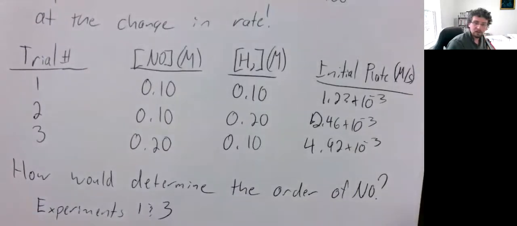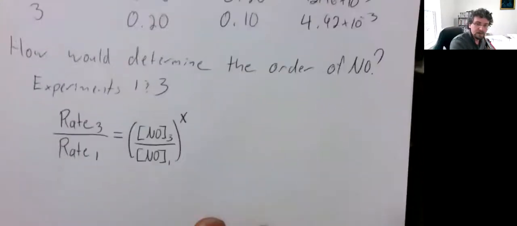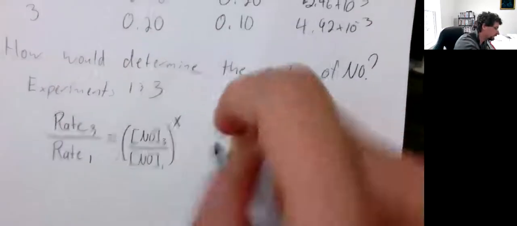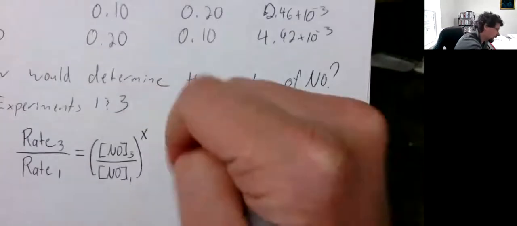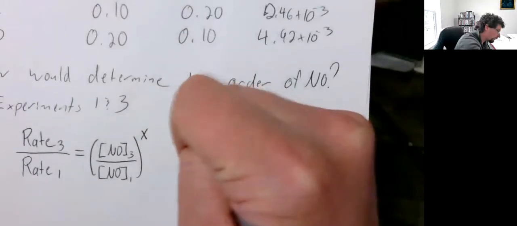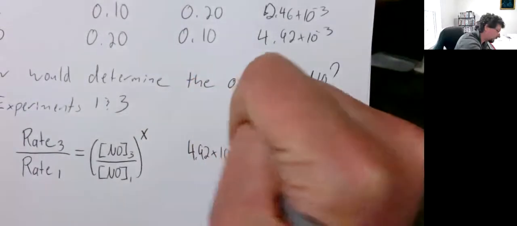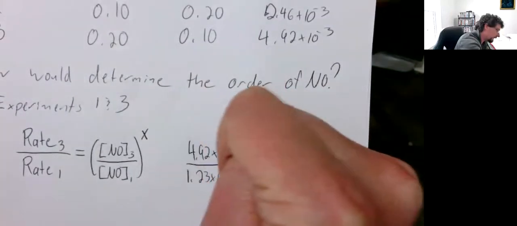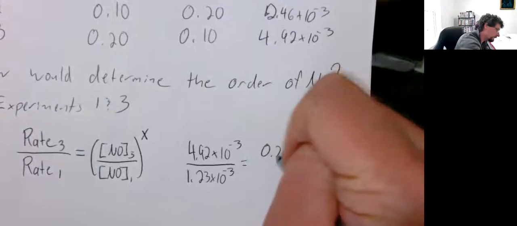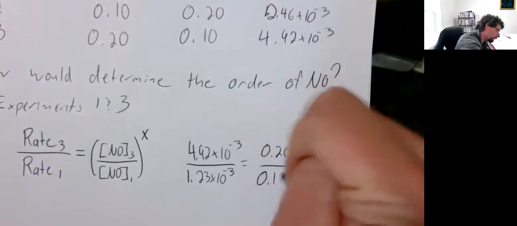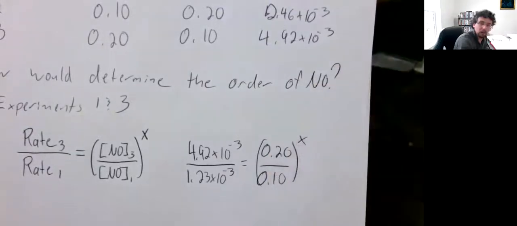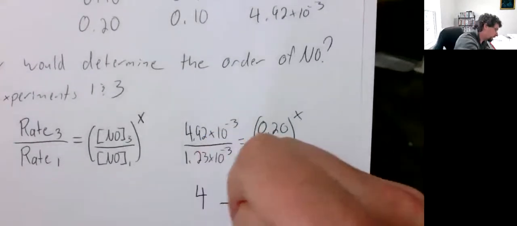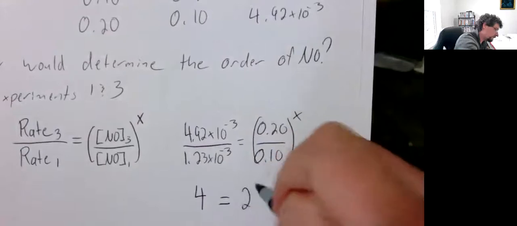So let's look at that. This is our expression for what we have. We can plug these things in because we have them up here in this table. So we have 4.92 times 10 to the minus 3 divided by 1.23 times 10 to the minus 3 is equal to 0.20 divided by 0.10, all raised to the power of x. As we start simplifying this, we find that 4 is equal to 2^x.